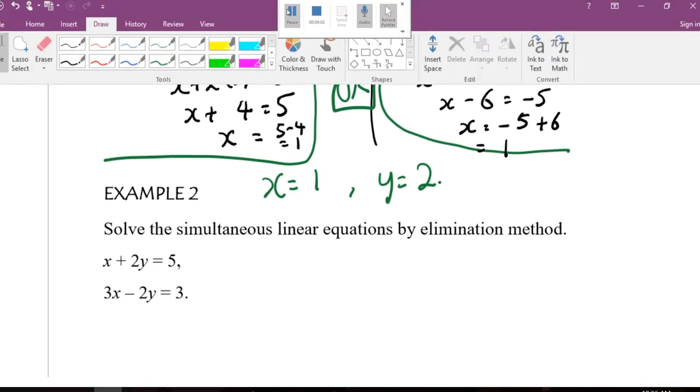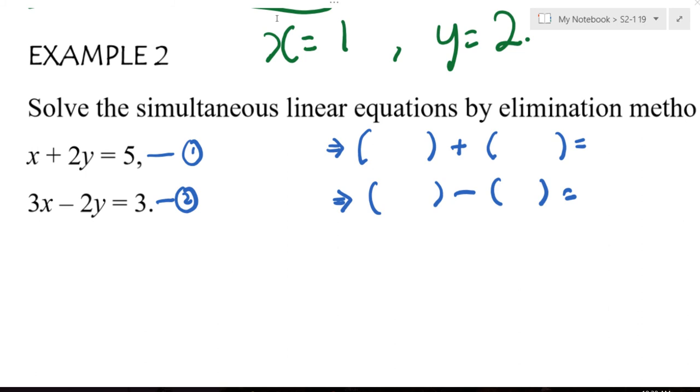See, Nabila can predict. As lazy people, what is the first step? What did I do? Start with L. Label. Instead of writing this every time, I call this equation number 1. I call this equation number 2. Can you follow? Okay, Danish will help me with this. The rest of you listen.